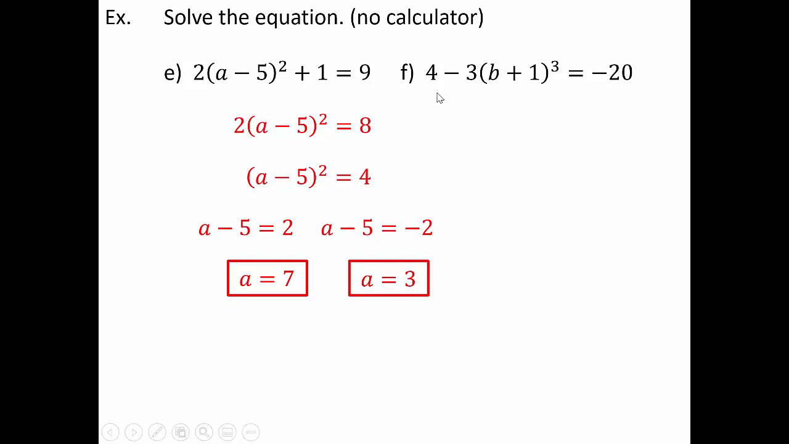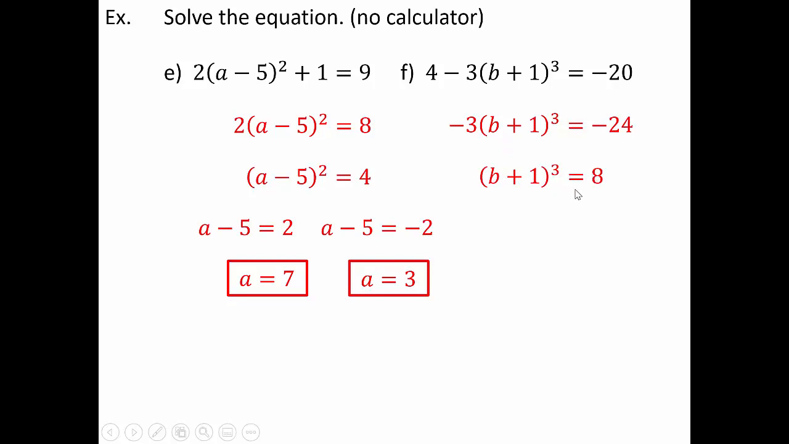All right, so we're going to start with what's on the outside. We're going to subtract the 4 from both sides. That gives us negative 24 on the right side. And keep in mind, it still says negative 3 over here. Divide both sides by negative 3. We're going to get b plus 1 cubed equals 8.